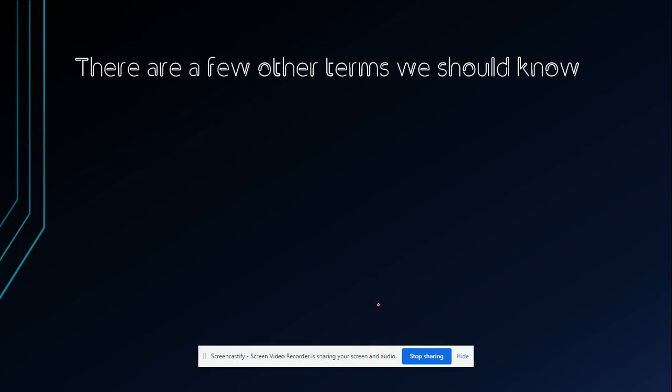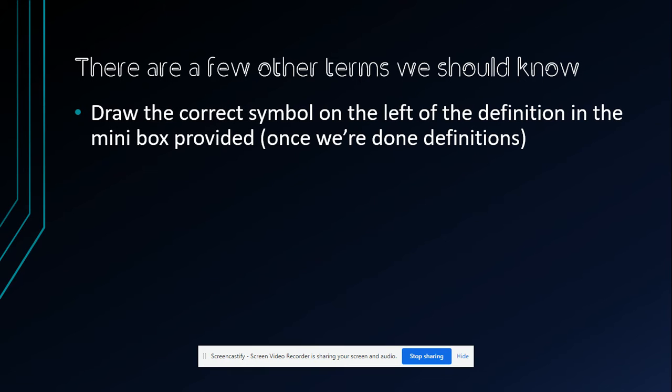Okay, so there are a few other terms that we need to know. And you're going to see in these notes, there's all these kind of light gray squares. Leave those squares for now. We're going to come back and fill those in after. They are just the shorthand symbols for each term. So we're going to draw the correct symbol on the left of the definition in the mini box provided once we're done all of our definitions.